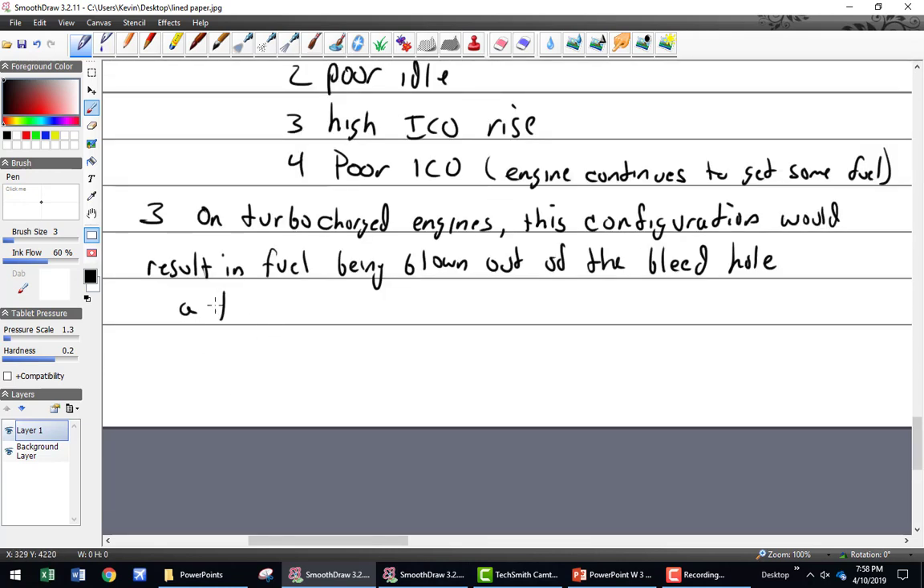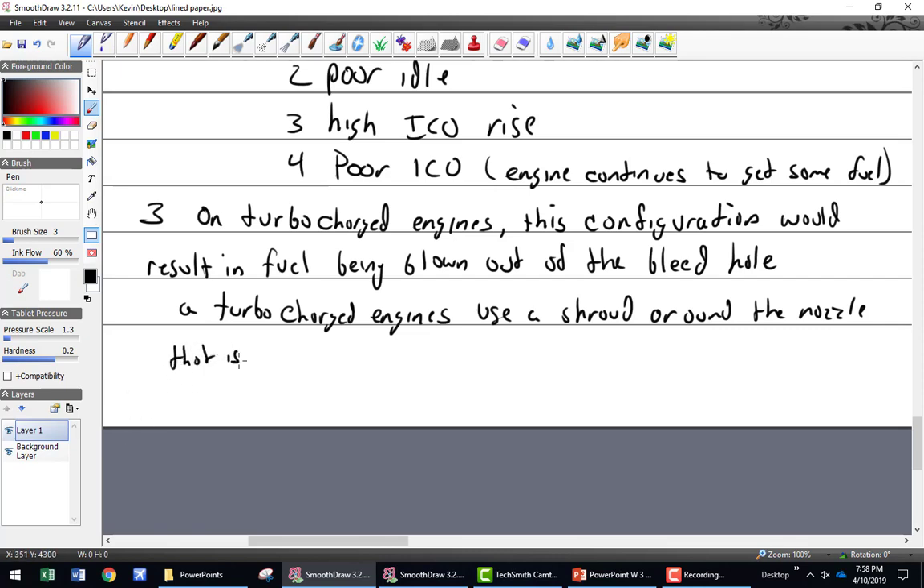Turbo engines use a shroud around the nozzle that is pressurized with what? Anybody remember? Upper deck pressure.